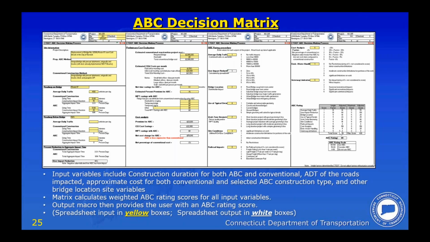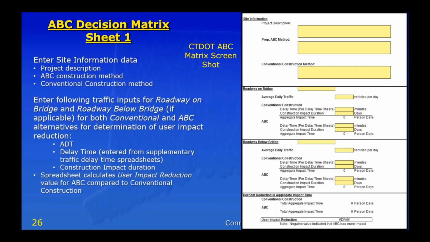Data is inserted in the yellow boxes, and the spreadsheet produces output in the white boxes. So as we discussed, the first cell up here is for the entry of a description of the ABC project, what it is versus the conventional project. And we might be doing several of these for different ABC options on any given project. Again, we noted this cell computing traffic impacts, user impacts below and above the bridge, and then a note on user impact reduction here for accelerated bridge construction.